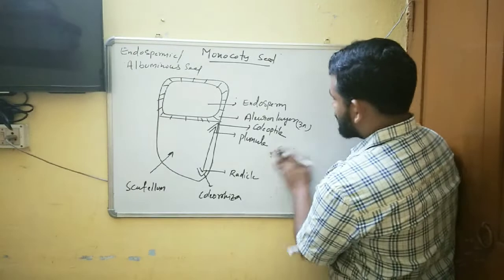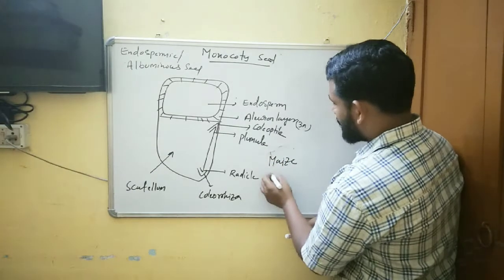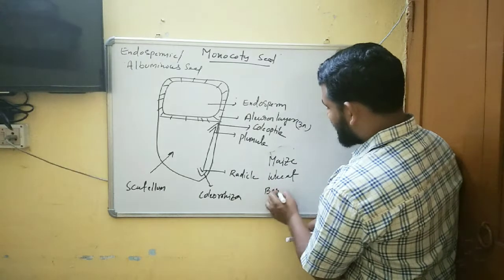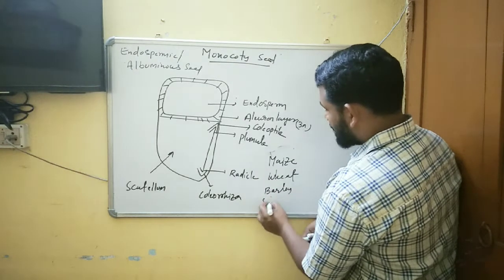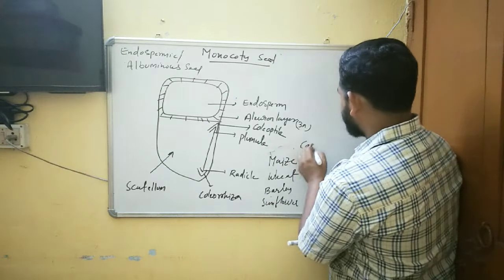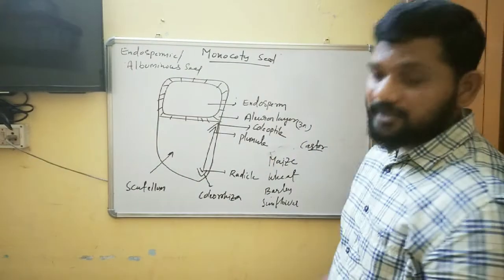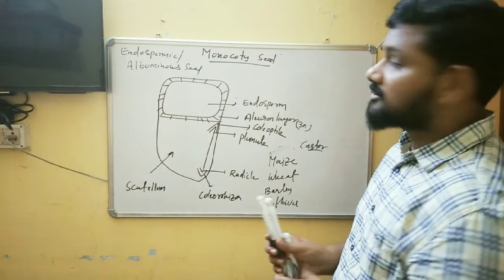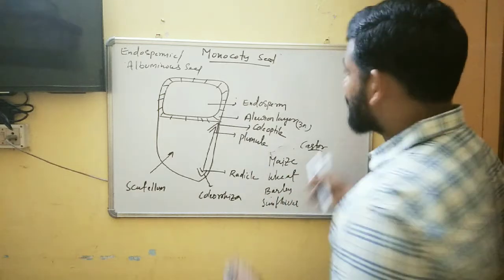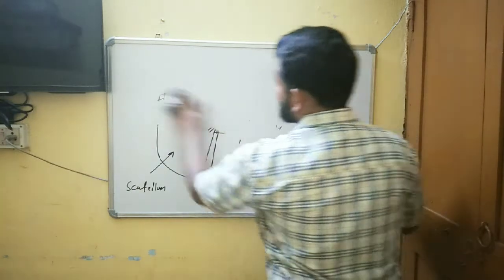Examples. So different examples: maize, this is monocot; wheat, this is also monocot; barley, this is also monocot; sunflower, this is also monocot; and castor. Castor actually dicot, but the seed is monocot seed. So depending on presence and absence of albuminous tissue and number of cotyledons, seeds are of two types: dicot seed and monocot seed. And what are the advantages of seeds?